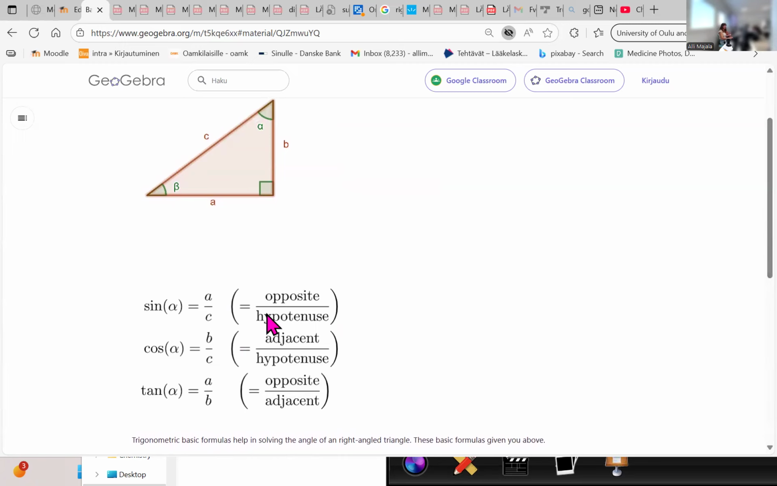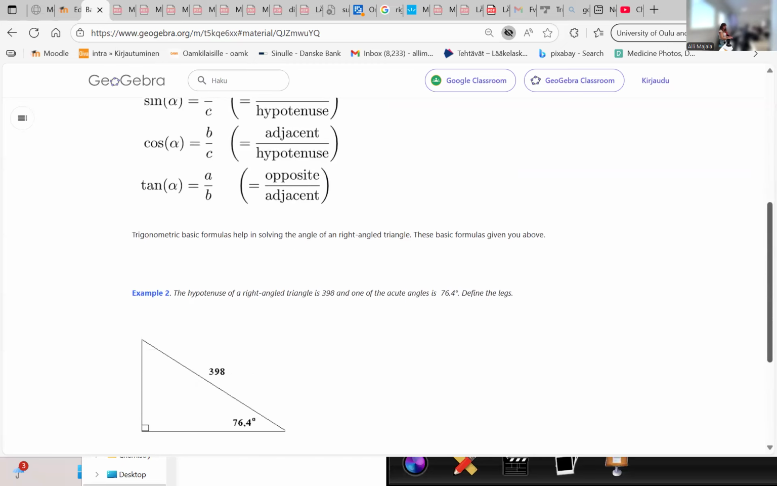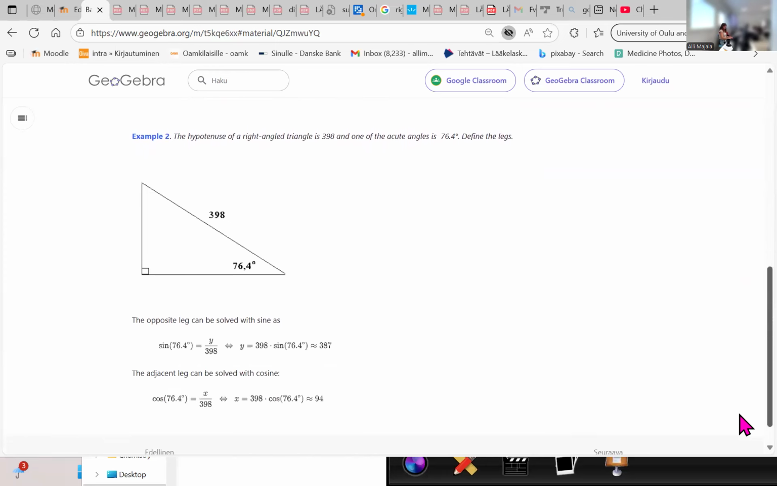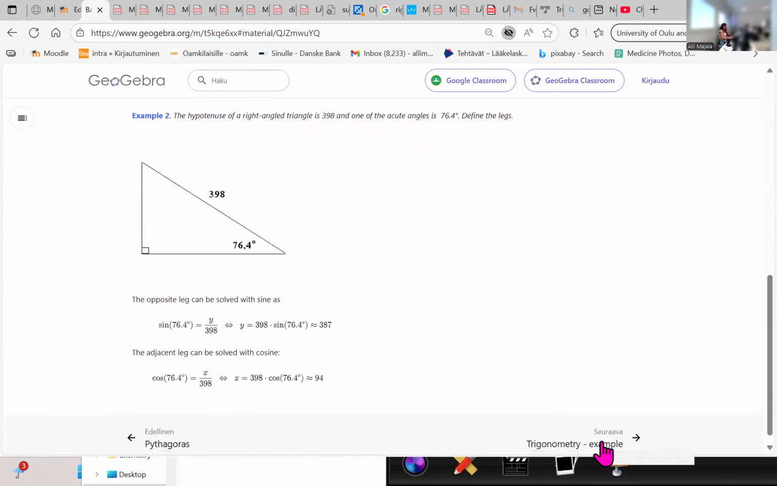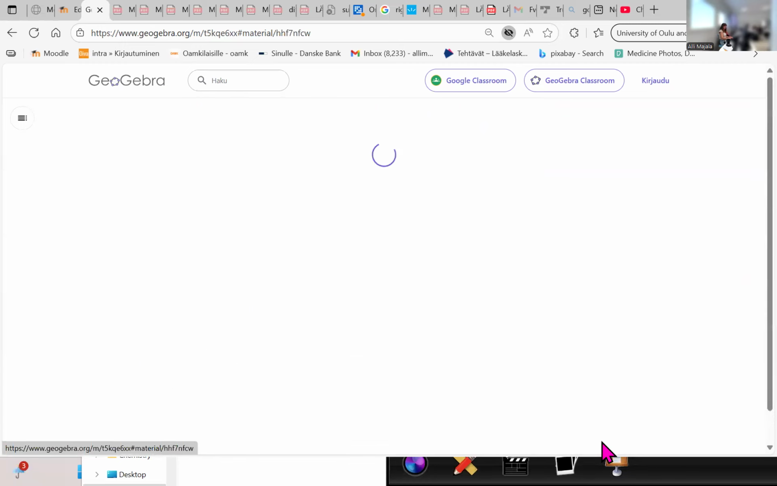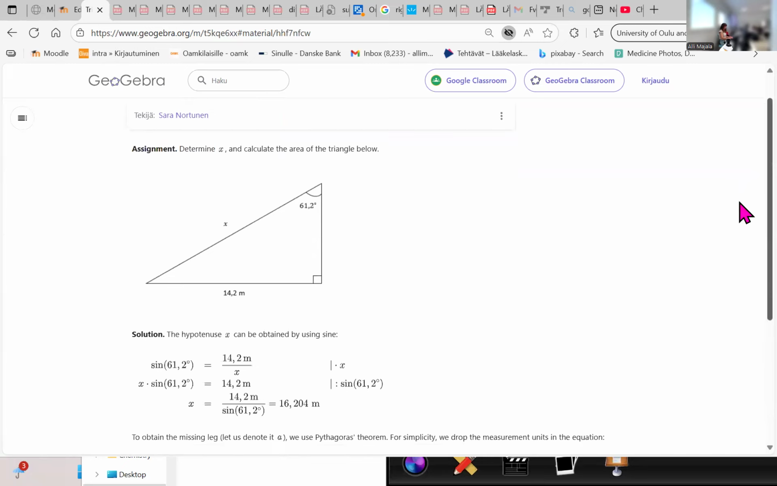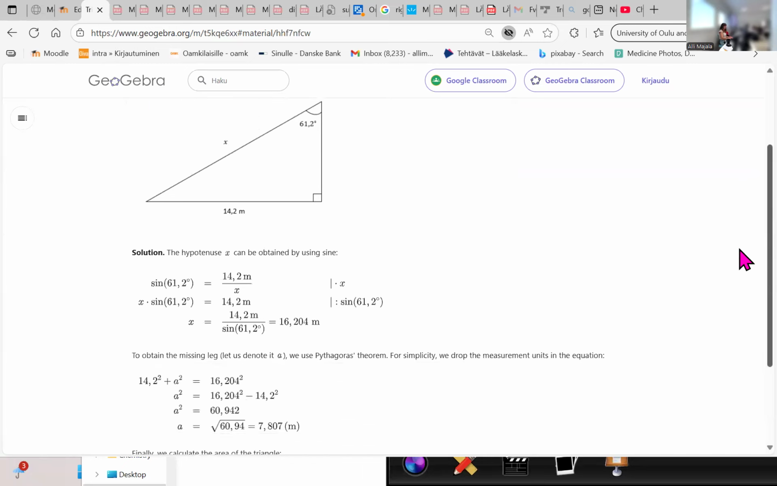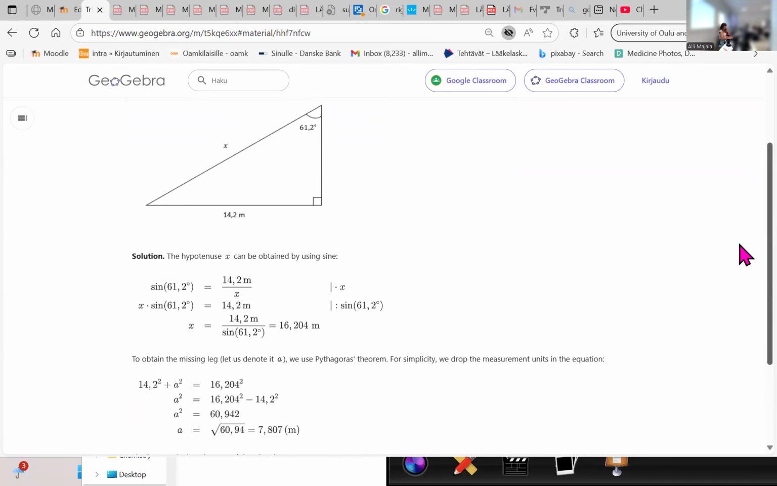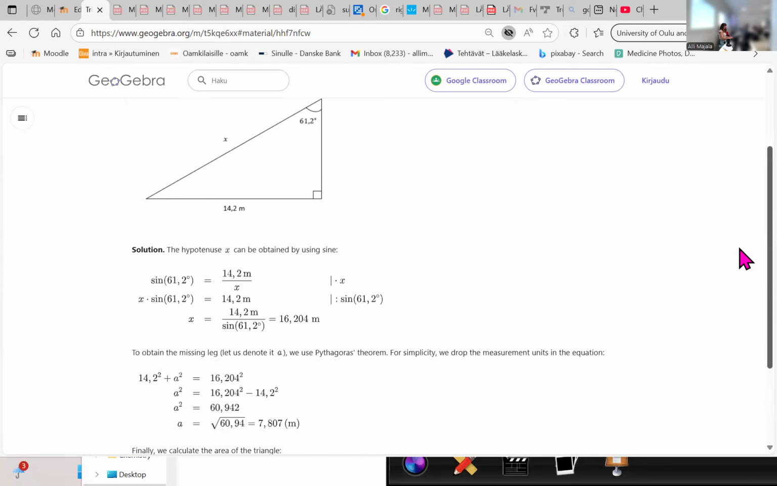Anyhow, the sin is opposite divided by the hypotenuse and cosine adjacent. How do you pronounce this? Adjacent divided by hypotenuse and then tangent opposite divided by adjacent. And here are a lot of examples how you do this. Maybe it's just better that we basically start calculating this. Yes. So this is mainly that you realize the concept and you are able to use your calculator to calculate this as well.